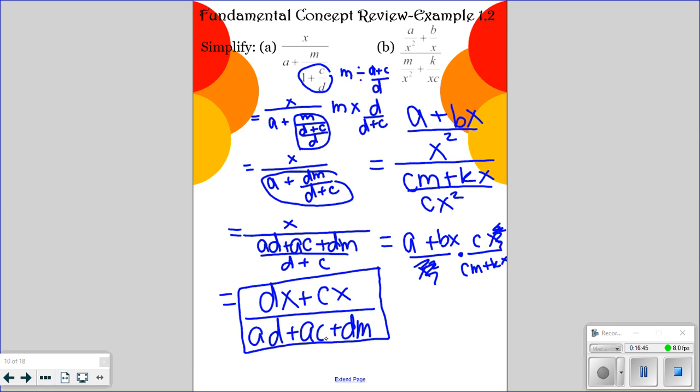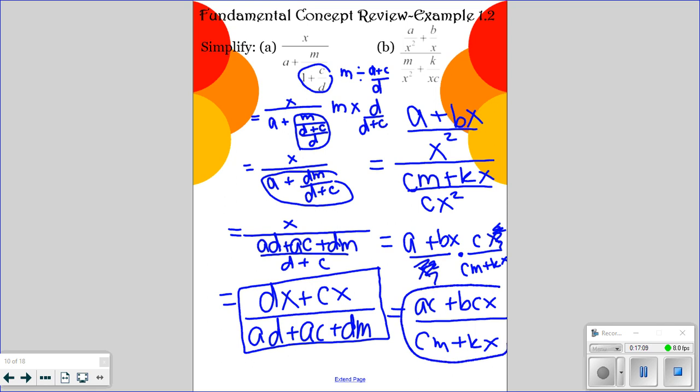So since we can't simplify anymore, we're going to multiply a times c, and then bx times c, and then in our denominator there wasn't anything over here left over, so we just have cm plus kx. And so this is going to be your answer. So that's how you can simplify some complex fractions.